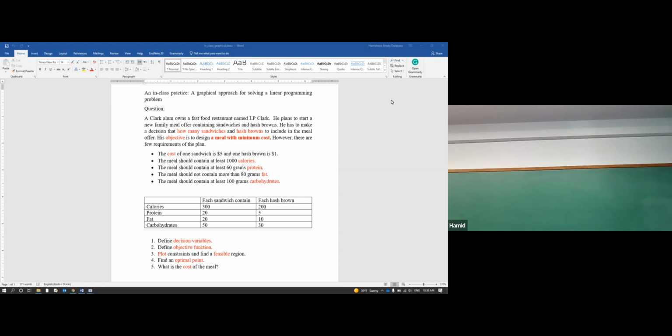So let's see what our objective function is finding: minimizing the cost. So S for sandwich, and H for hash brown. As you know, the cost coefficient is one. So we try to minimize this formula, and you guys know this is the objective function.